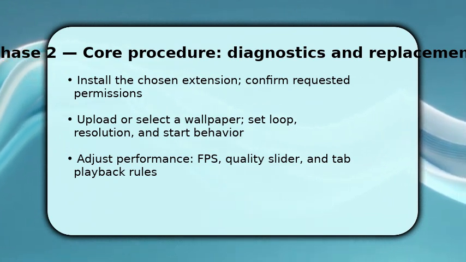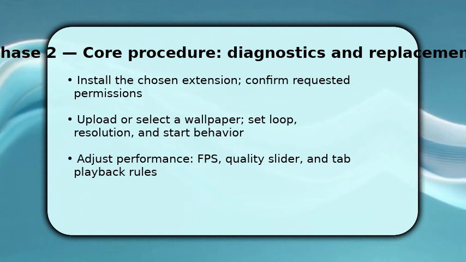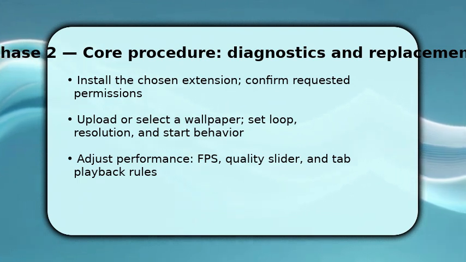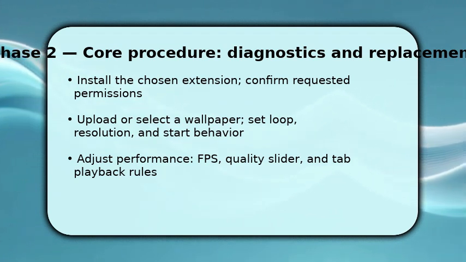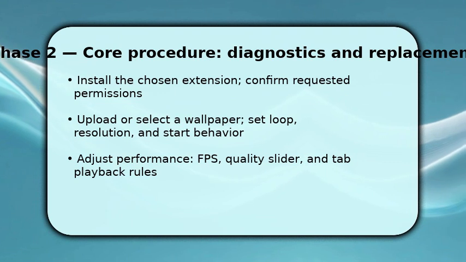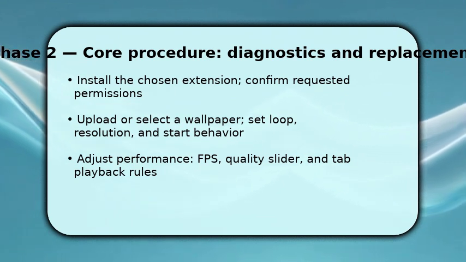Then configure performance settings, lower FPS or quality if CPU usage spikes, or increase for sharper visuals. Make sure the extension's start behavior is set to launch on Chrome Open, and test a few wallpapers so you can balance aesthetics versus resource use.